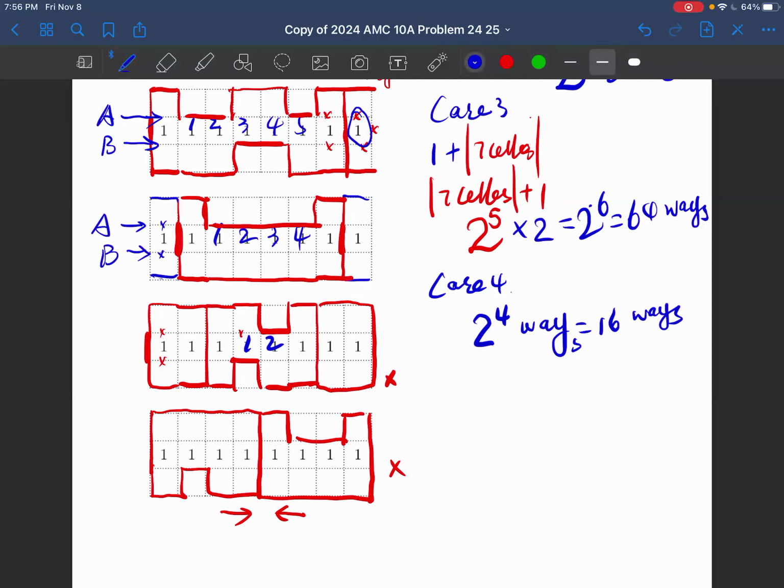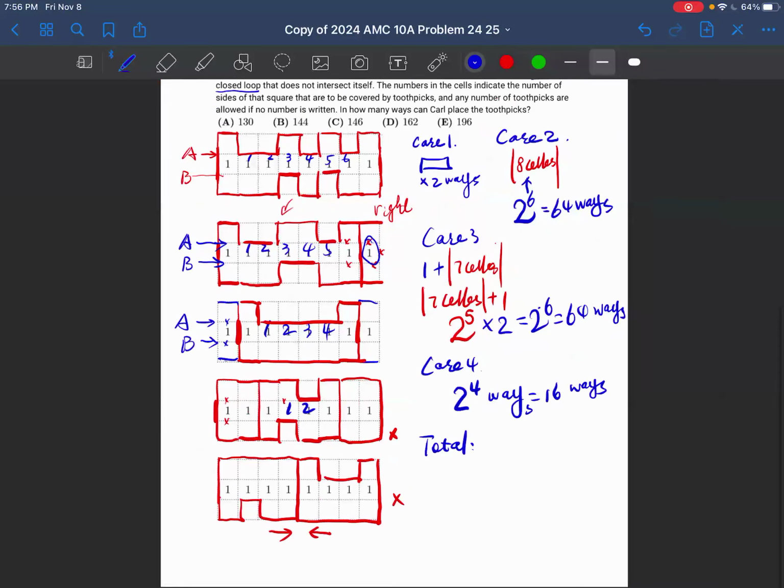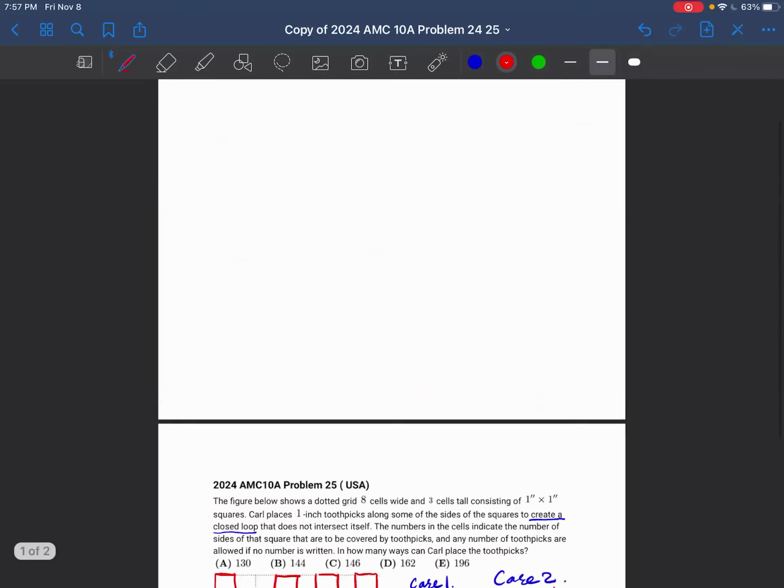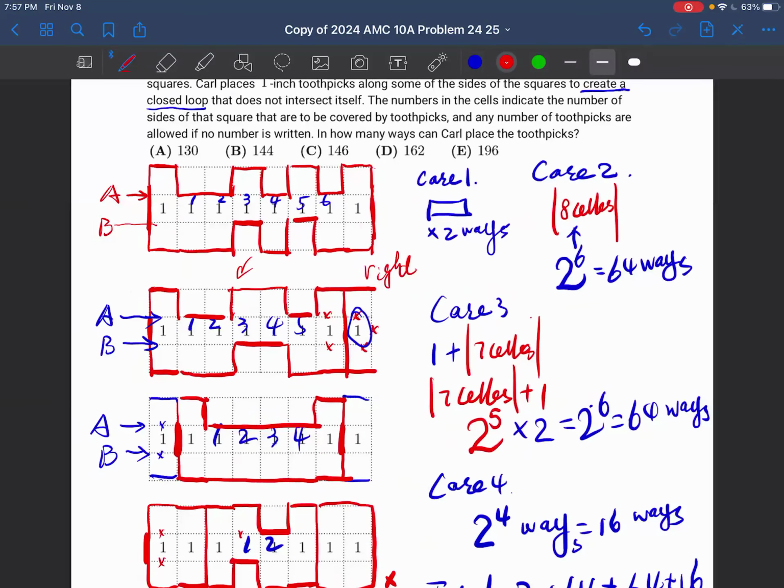So let's see how many ways in total we can have. So for case one, we got 2 ways. For case two, we got 64. For case three, we also got 64. For case four, we got 16. So let's add all together. This 128 plus that 2 is 130 plus that 16. So is 146. So our answer will be 146. Let's see our answer here. So that will be answer C, 146.